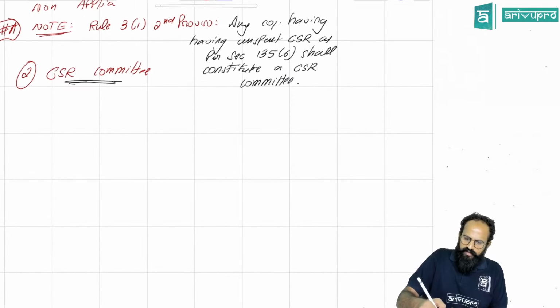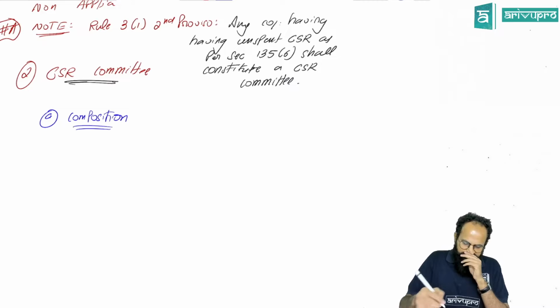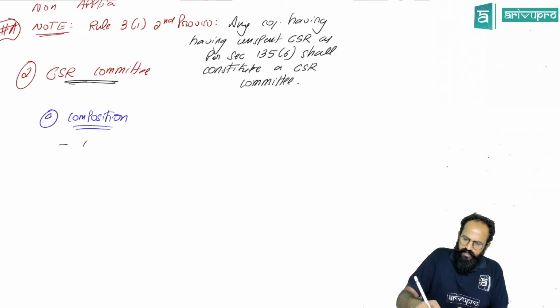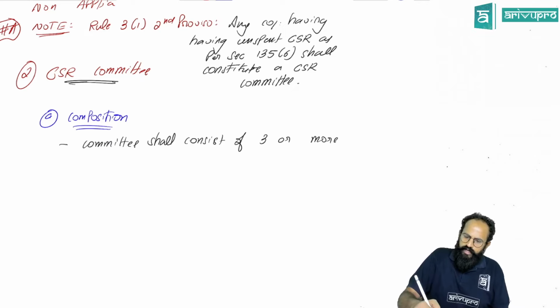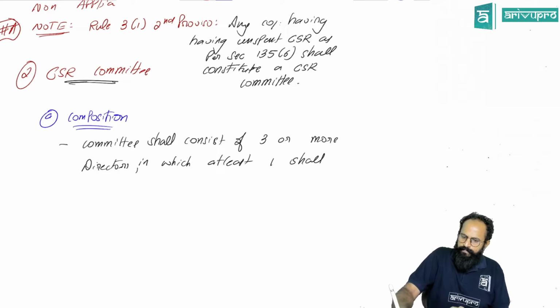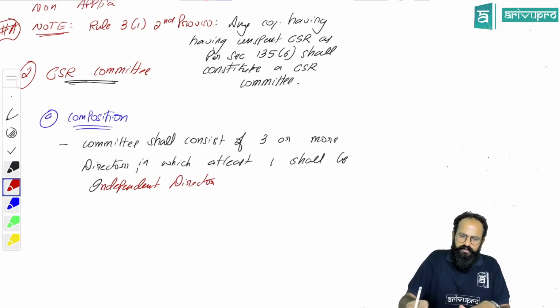Next one, write down CSR committee. First one, composition. The committee shall consist of three or more directors, in which at least one shall be an independent director.